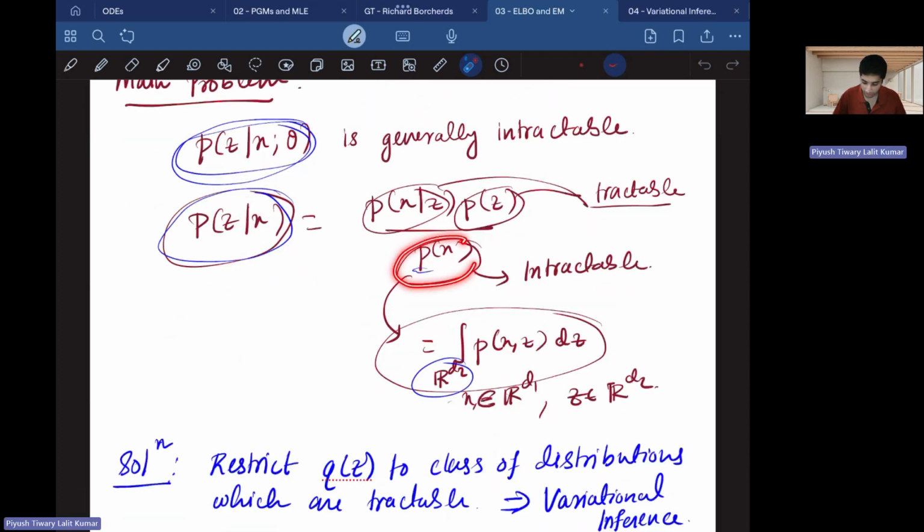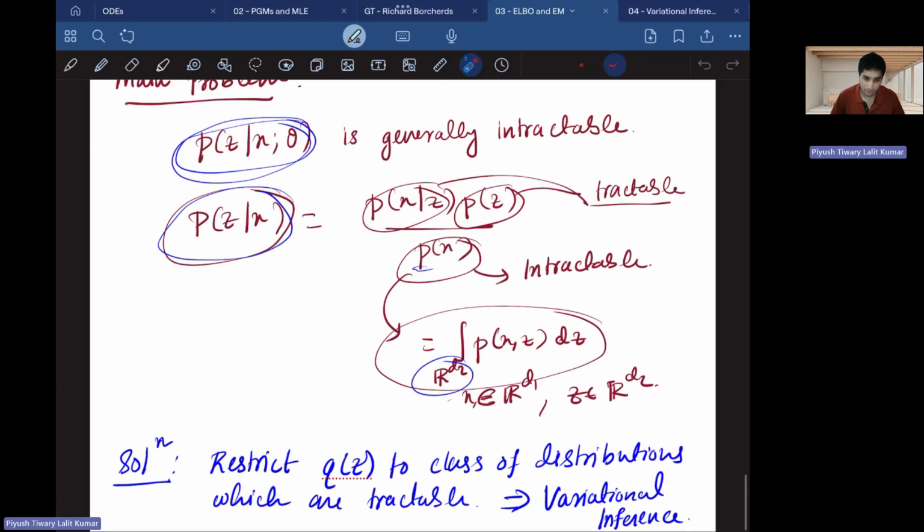However, the problematic term is p(x), which is intractable because p(x) has this integral form: the integral of p(x,z) over all possible z's in some Euclidean space or some manifold. Hence calculating this itself could be problematic. In some simpler cases it might be easier to compute. However, in more complex cases, computing this distribution would be quite tedious, or in some cases even intractable, right? So that is the main bottleneck with the EM algorithm.